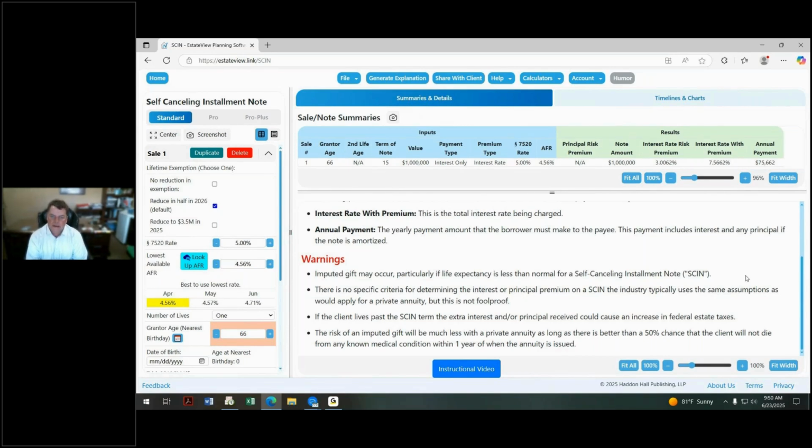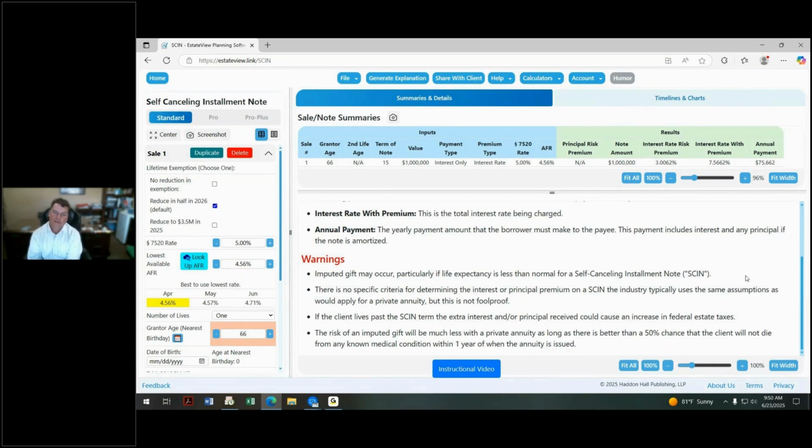So if you have a life expectancy that's less than normal, there's a possibility of a gift being imputed on the sale. So the idea here is that you should be charging a certain amount of a premium, whether it's an interest premium or a principal premium related to a SCIN. The SCINs are determined based on the life expectancy of a willing buyer, willing seller, full knowledge of all the facts, is what the IRS would argue.